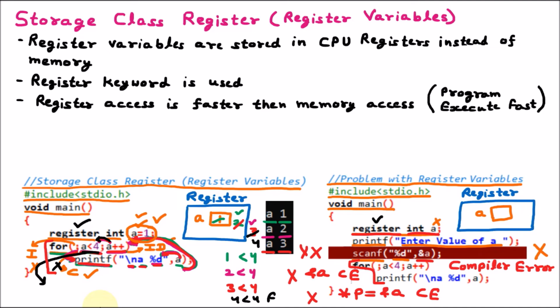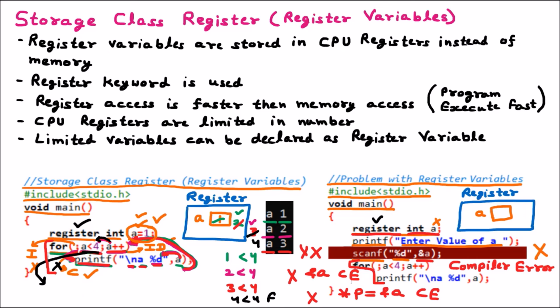A register variable may be fast, and your program may execute faster, but there is a limitation: we have a limited number of registers. The CPU registers are limited in number. That means we cannot keep on declaring multiple variables as CPU registers. No, that is not possible. So only a limited number of variables can be declared as register variables.